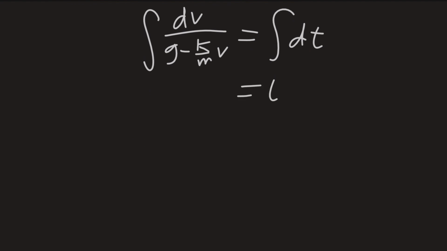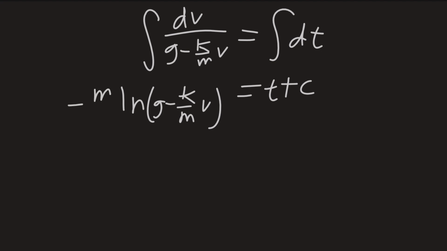But then the left, it's really not that bad either. We could do this more formally with a u-sub, or we could just do it in our head. We're just going to get a natural log term of g minus k over m v, and a constant up front, because whenever we differentiate this we're going to have the chain rule. So to account for that, we have a minus m over k here. Now all we have to do is solve for v and integrate it again to find our displacement.